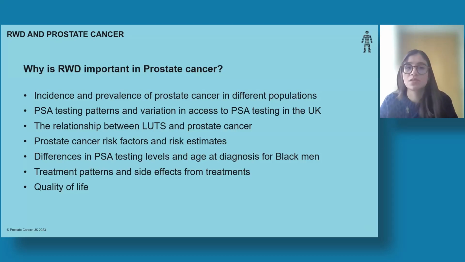It has also helped us identify men at risk of diagnosis and death of prostate cancer and calculate the absolute risk and relative risk of being diagnosed for certain groups. At the same time, it has helped us understand PSA testing levels and age of diagnosis for Black men. So we know that Black men have higher PSA levels and are also diagnosed younger because of this type of data. And importantly, it has given us insights into quality of life needs and treatment patterns and side effects from treatment.